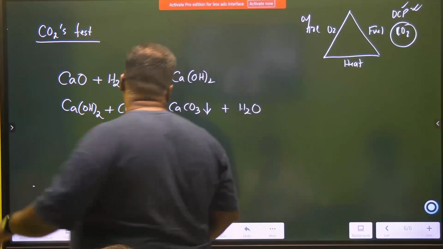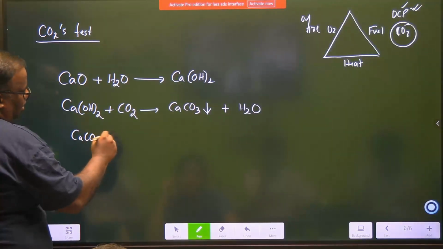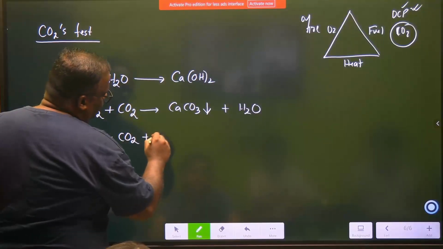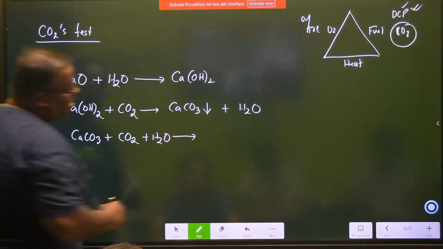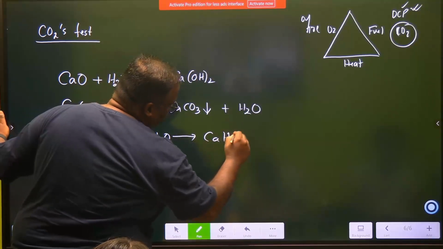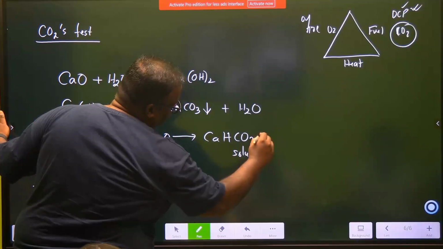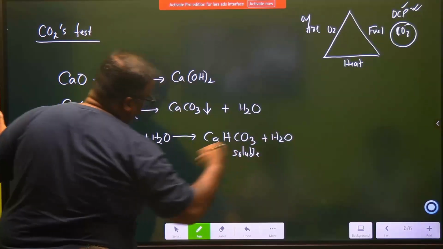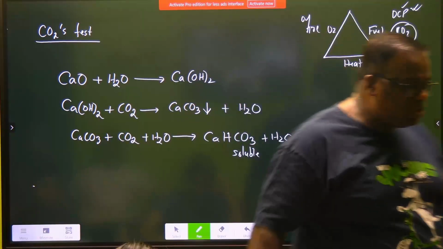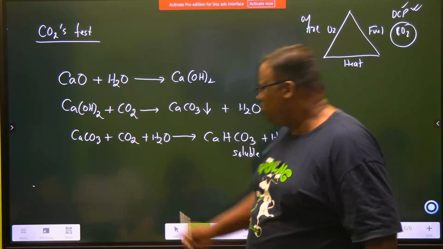However, if you take the same CaCO3 and bubble excess CO2 in water, this will now form Ca(HCO3)2, and this is soluble. Calcium carbonate is not soluble, but calcium bicarbonate is, and you should not be so fussy about it.